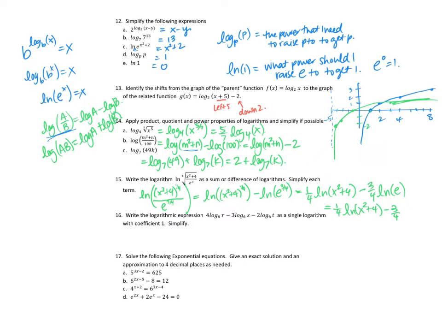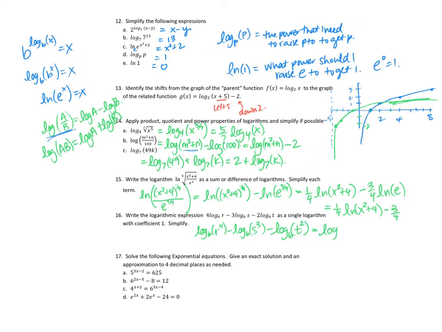Okay. Now the next one, I want to write this as a single logarithm. So first I'll take all those powers up. So I have log base 6 of r to the 4th minus log base 6 of s cubed minus log base 6 of t squared.